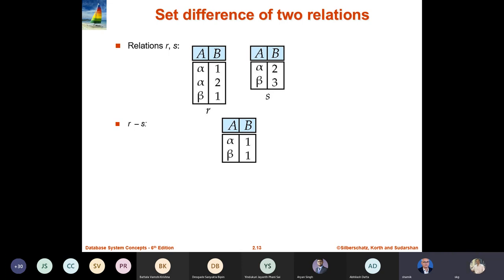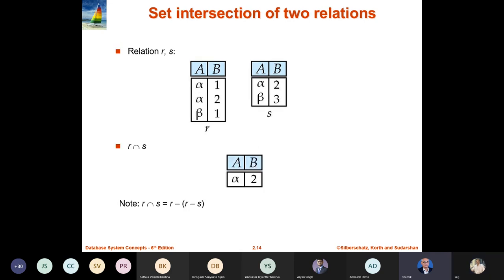So again, it is following the concept of relation that you have read earlier in your other subjects, and that concept of set theory. So intersection, same way, it should be like R minus S, right? So it is the intersection between the two relations R and S. So this is the relation when we do that intersection operation.